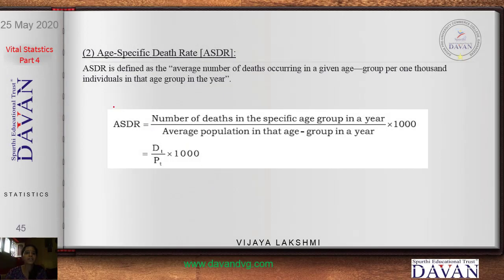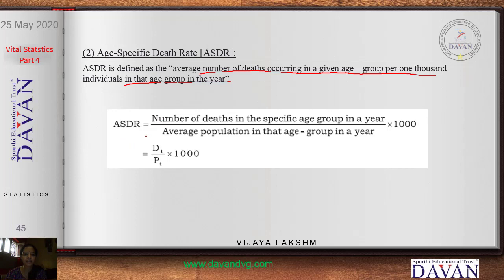Next, we'll see what is ASDR, age specific death rate. It is defined as the average number of deaths that are occurring in a given age group per 1000 individuals in that age group in the year. So only for the specified age group we are calculating the average number of deaths that are occurring for a given age group in a year.